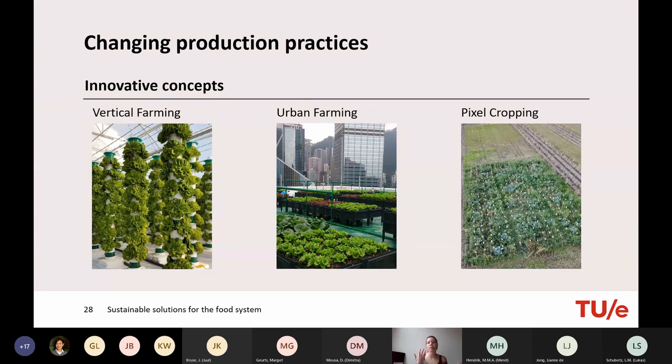Vertical farming, again, makes use of better space. And pixel cropping is an agricultural technique that combines different products and takes advantage of plant interactions so that the growing conditions for the individual plants are improved. At the same time, the soil is less degraded, because there isn't just one crop on it that takes all of one nutrient out of the soil.